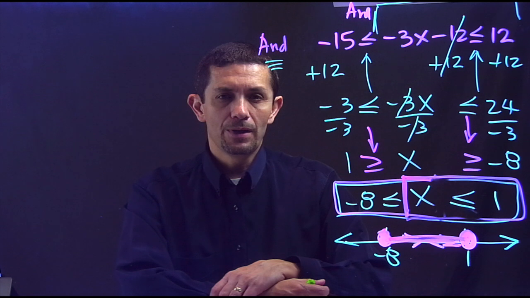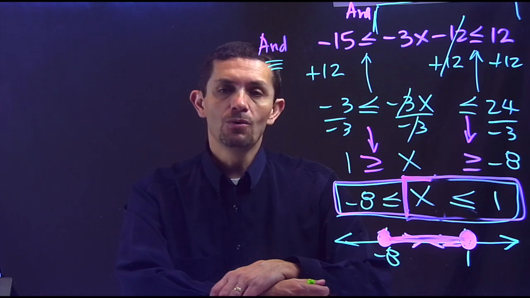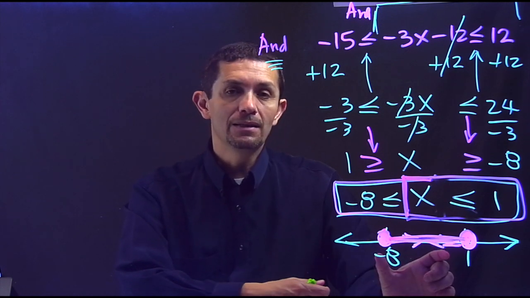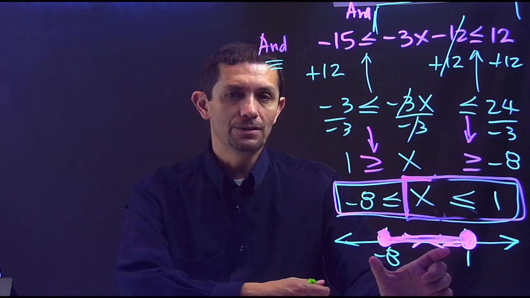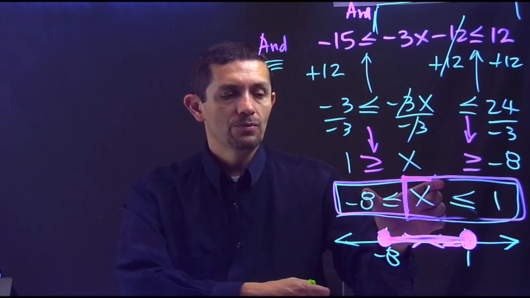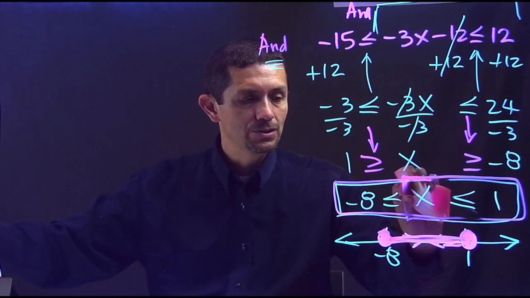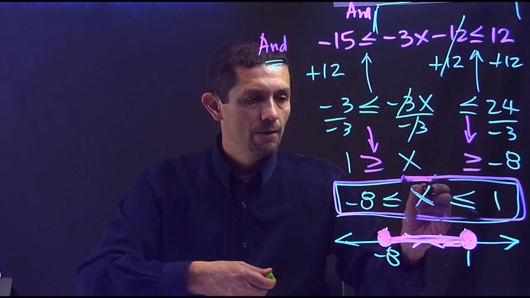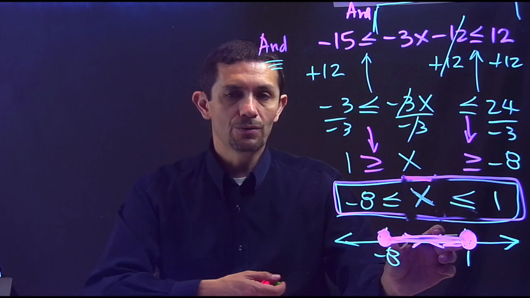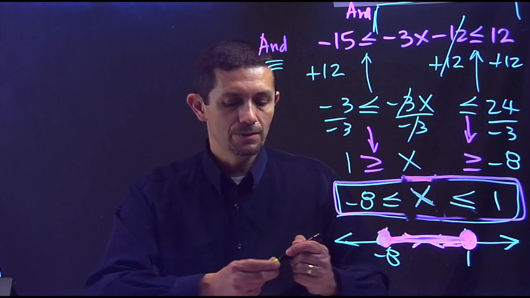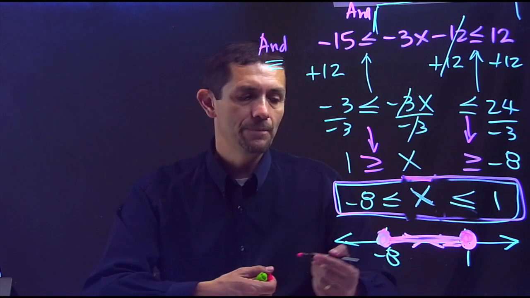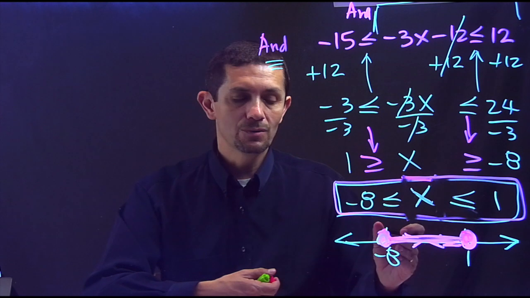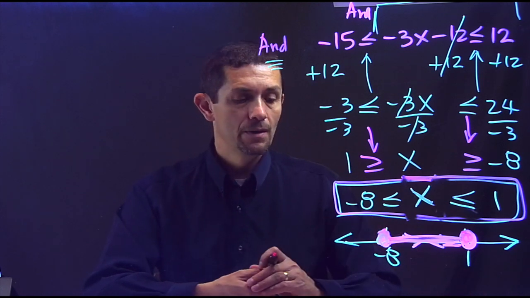Something that we can add here is they will sometimes, not always, ask me to write my answer in interval notation. So I already solved my inequality, having the x by itself. This is the solution. This will be the graph of the inequality, right? And then they can also ask you for the interval notation. Rewrite my answer in interval notation. How do I write my answer in interval notation?